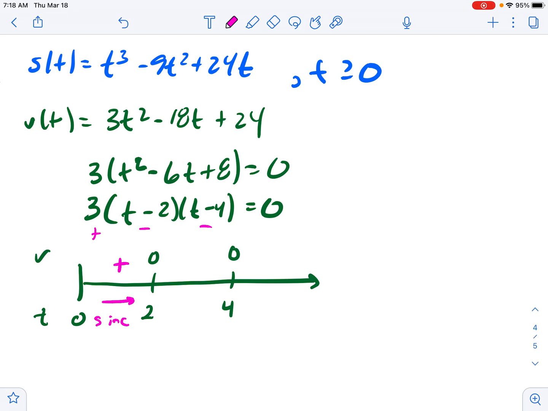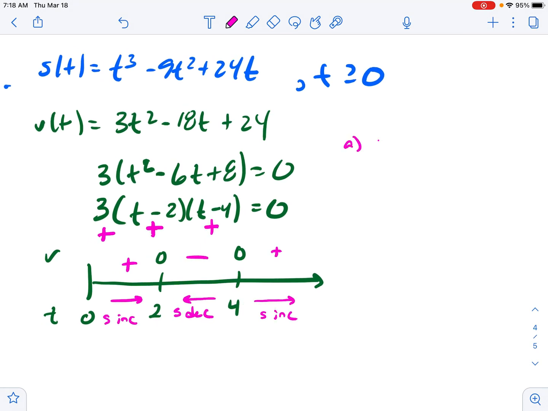If I plug a number between 2 and 4 like 3, we get a positive 3 out front. 3 minus 2 is positive. 3 minus 4 is negative. That's a negative product. We're moving back to the left. Position is decreasing. Plugging any number bigger than 4 in, all of these factors will be positive. So we're moving back to the right, and position is increasing.